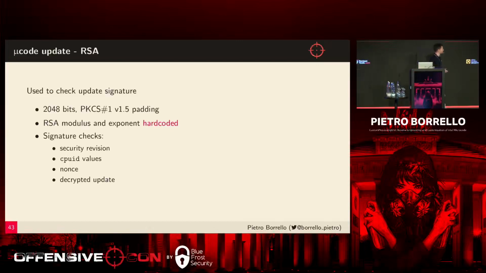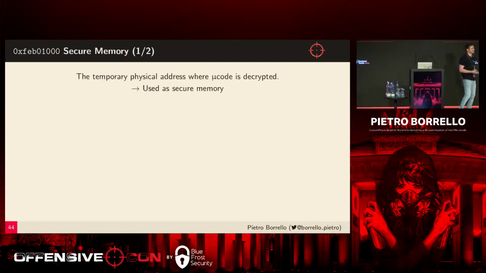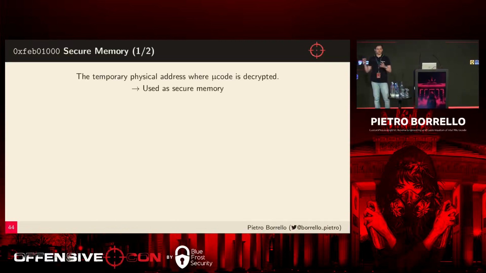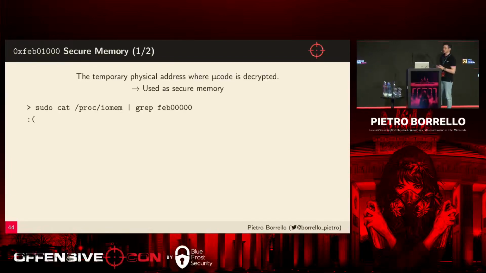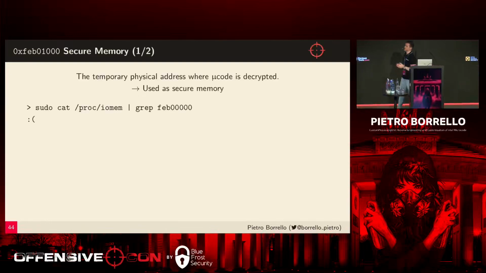So very sad, we move to see, okay, what are the other features in the update that may have vulnerabilities? And I told you initially that one of the first things that the micro-update algorithm is doing is to move the micro.patch to a secure memory area. And this secure memory area is this temporary physical address where the micro is decrypted. So there is a physical address inside the CPU that is used as secure memory. So we have a nice operating system. So let's ask Linux, hey, do you know this physical address? But this is fully undocumented.